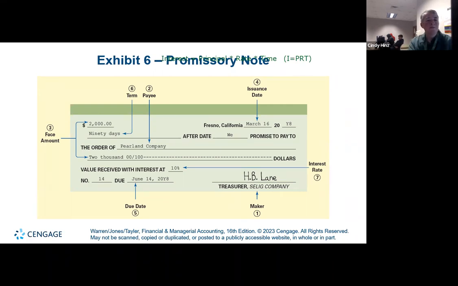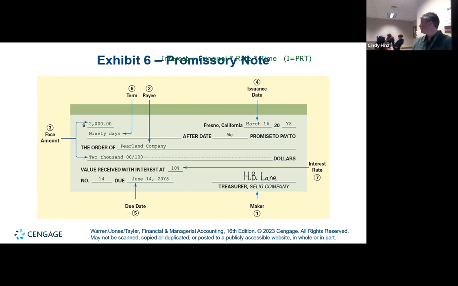And then finally, number 7 is the interest rate. So it has to be specified. How much interest are we paying? I've already explained that that interest rate is an annual rate. So this note is only 90 days. That's roughly 3/4 of a year. And so we'd only end up paying 2.5% interest.